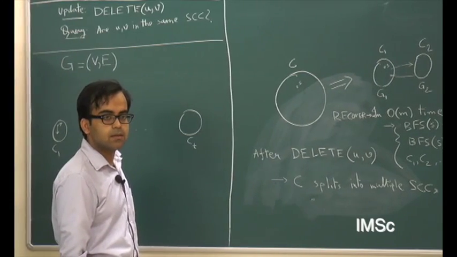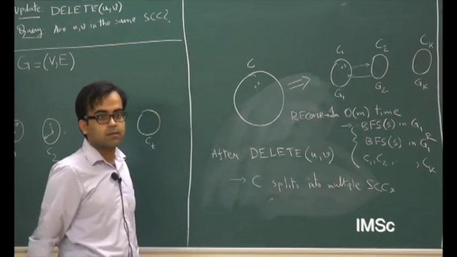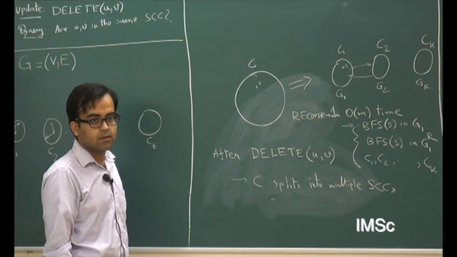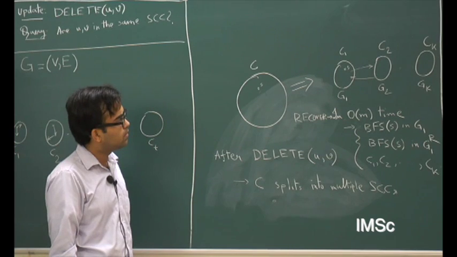That is this step. What I want to say is that I do this in G and I do this in GR, right? So I know that C2 to Ck is made up of these unreachable things.